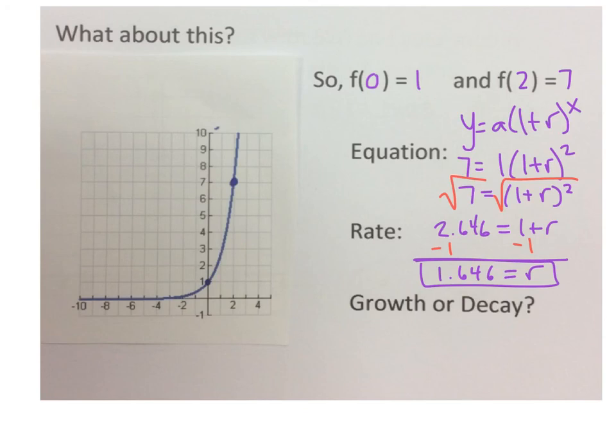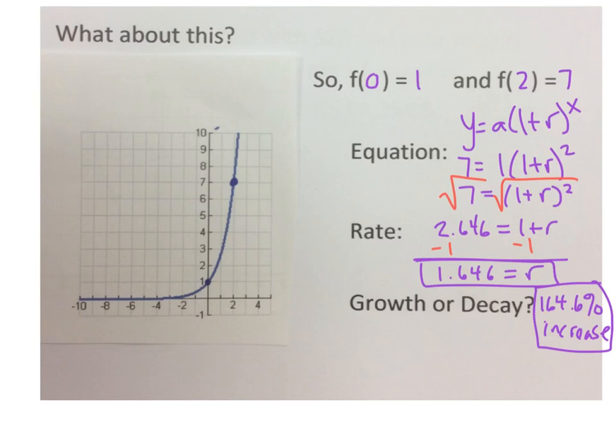Now think about what that rate means. If we move that decimal 2 places to the right, we're going to get 164.6% increase. Now, what does that mean exactly if you have a 164.6% increase? Well, it means that it's more than doubling, because a 100% increase would mean it doubles.